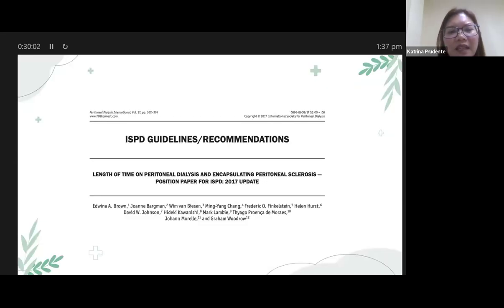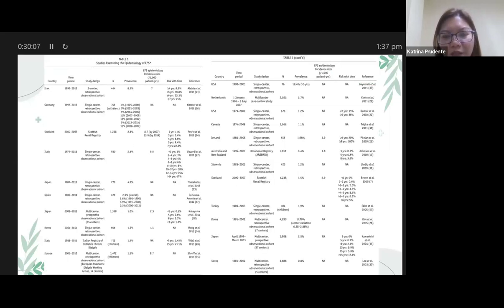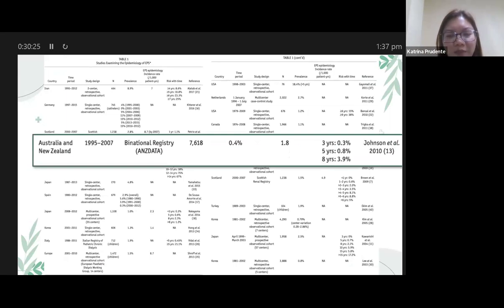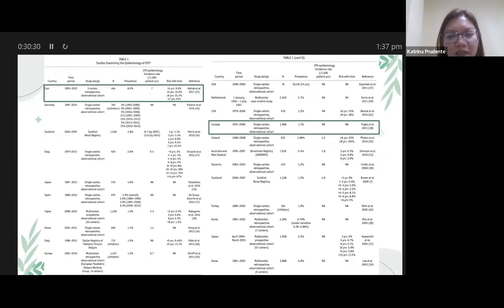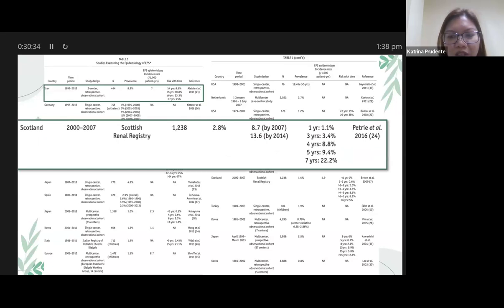So for the ISPD guidelines and recommendations, they just presented a paper by Brown. It's a meta-analysis which shows the risk of occurrence of EPS based on various reports in single center, multi-center, and national registry. The prevalence of EPS has been observed to vary between 0.4 and 8.9%. This is a collection of the different studies done, and its incidence rate varies between 0.7 and 13.6% per 1,000 patient years.